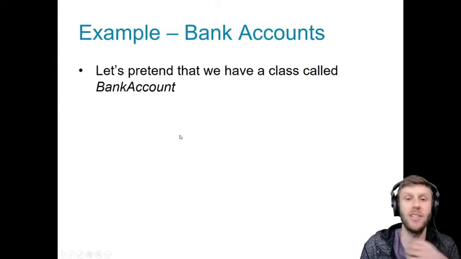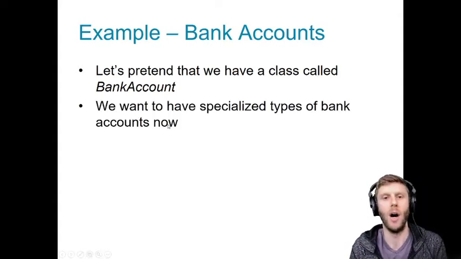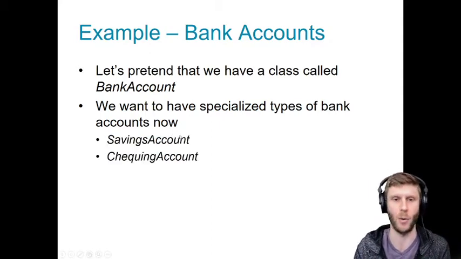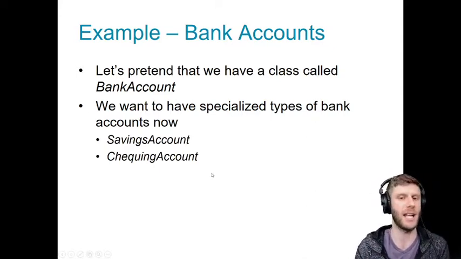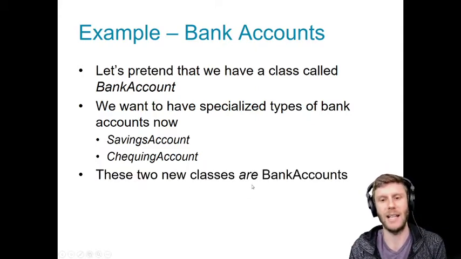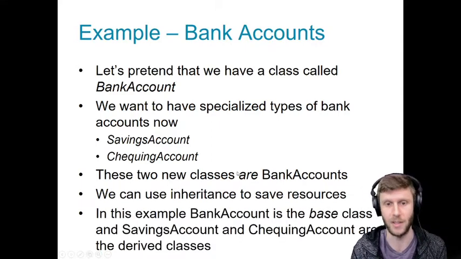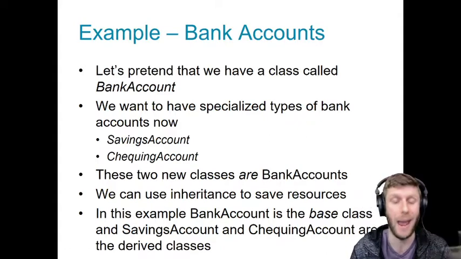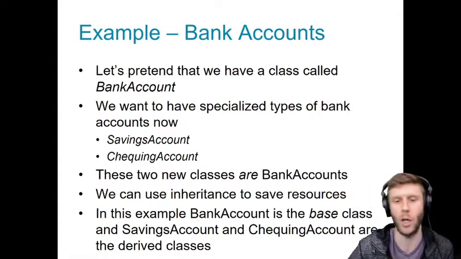So here's an example. Let's pretend we have a class called bank account. We want to have specialized bank accounts though. We want to have a savings account and a checking account. They're both bank accounts, but there are going to be some differences between the two. So these are two new classes that are bank accounts, and we can inherit to save resources. In this example, bank account is what we would call the base class or the parent class. And the savings account and checking account are the derived or child classes.